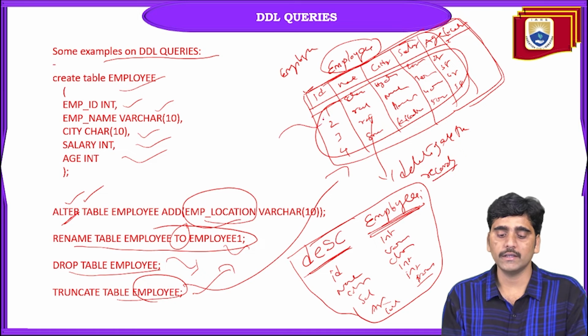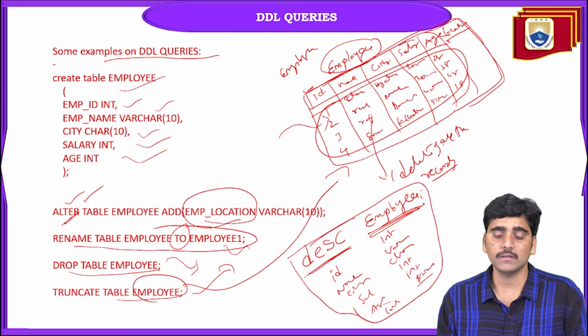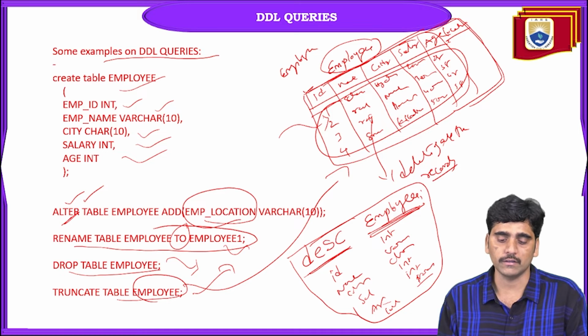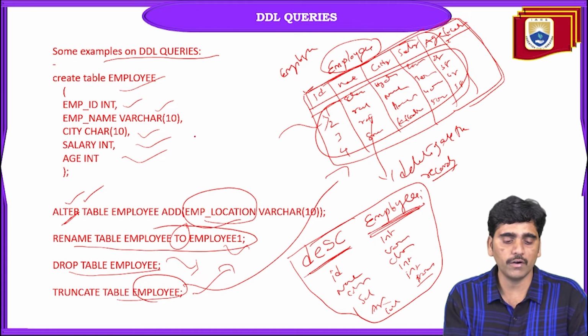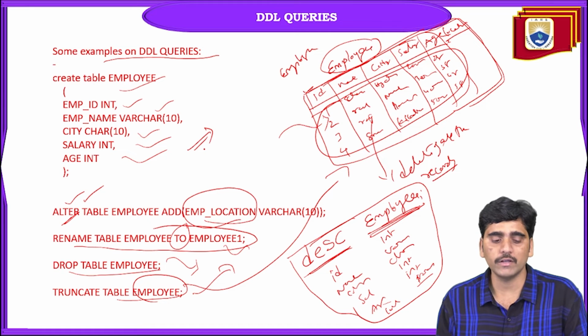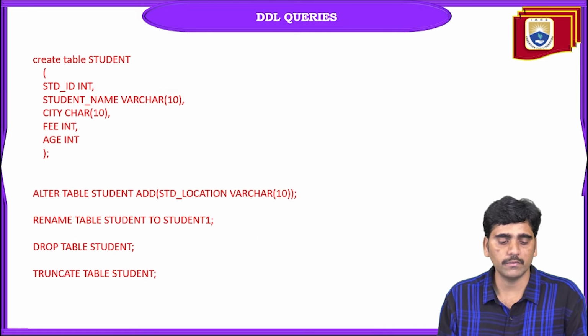But we are not inserting any values in the table because the DDL commands are nothing but data definition language commands. Definition language means they are defining the table structures, column structures, changing the names of the structures and everything. So we are not going to insert any values with the DDL queries. So this is what we perform as DDL queries on the employee table. Right. Similarly, we will see another example.